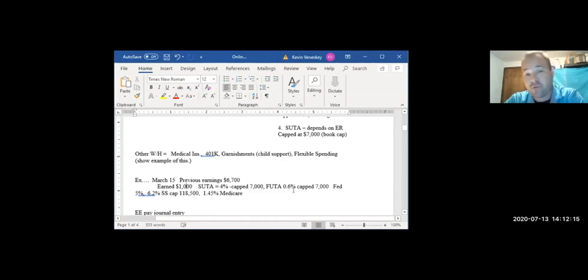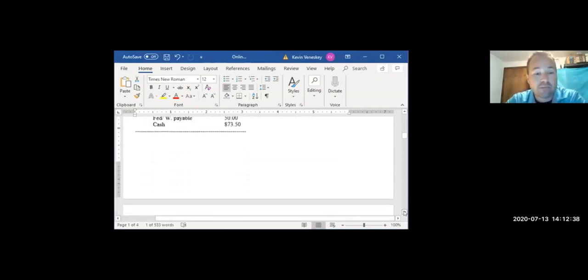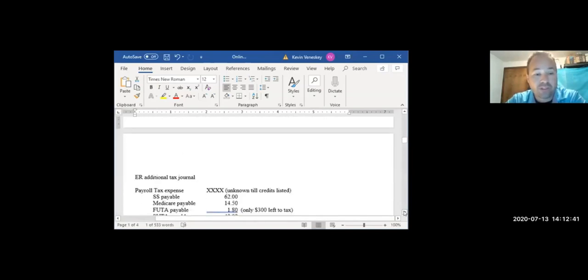So what I have to do then is figure out how much I have left to get to the cap from where I started out. So I started out at $6,700. The cap is $7,000. The difference between $6,700 and $7,000 is $300. That's all the more that I'm going to pay tax on. So when I come down here and do my journal entry and figure out how much I owe FUTA, I only owe them 300 times 0.6%. If you take 300 times 0.006, you're going to get $1.80.